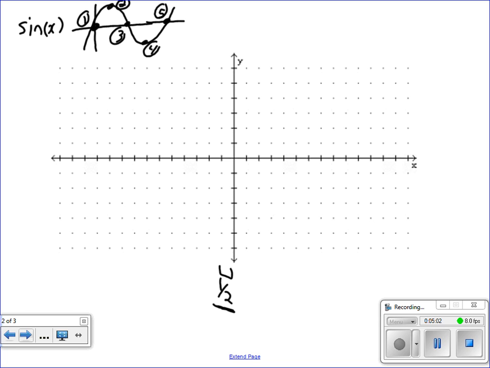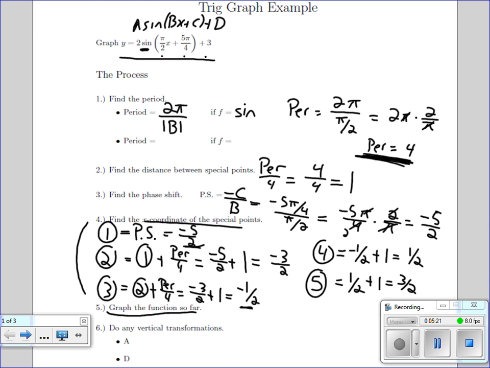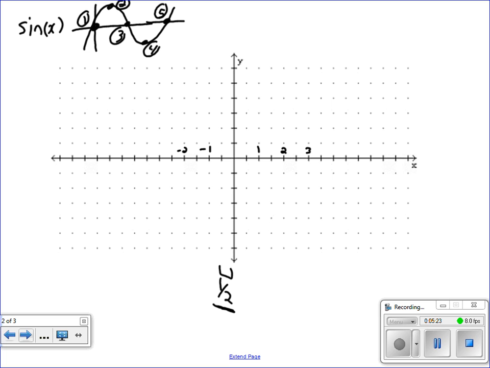So let's label a few of these tick marks. If this is -1/2, then this would be -1, -2. And in the positive direction, we'd have 1, 2, 3. None of our special points are going to be on any of these. We started out with -5/2. Since the first point is on the x-axis, at -5/2, 1, 2, 3, 4, 5, we count over, and we have our first special point on the x-axis there at -5/2.